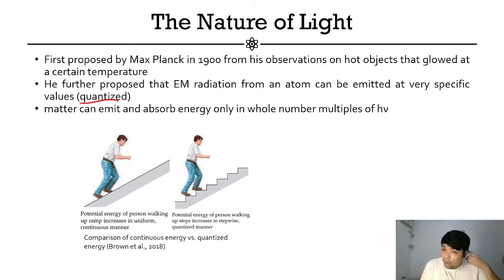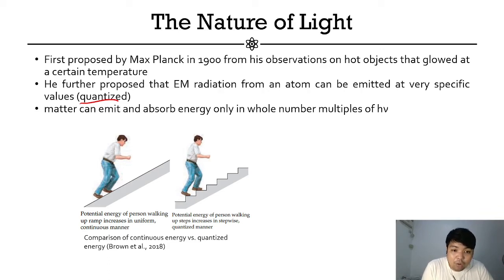To give a better analogy on how to describe quantized energy, imagine a person walking up a ramp. If you notice, the person walking up the ramp walks in a continuous manner. That is what we call continuous energy. Quantized energy, on the other hand, is analogous to a person walking up the stairs.